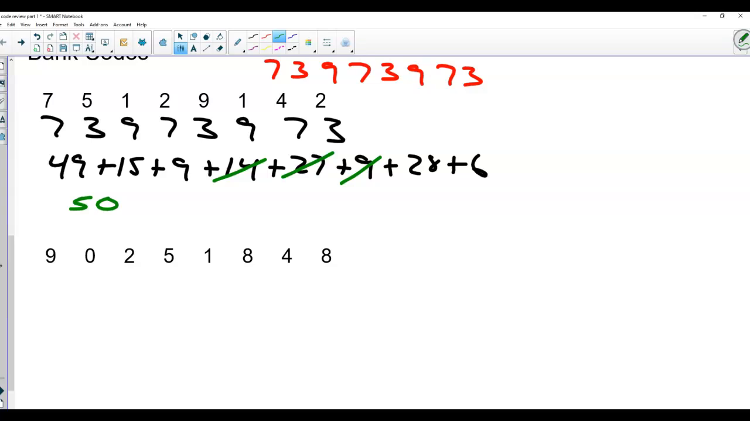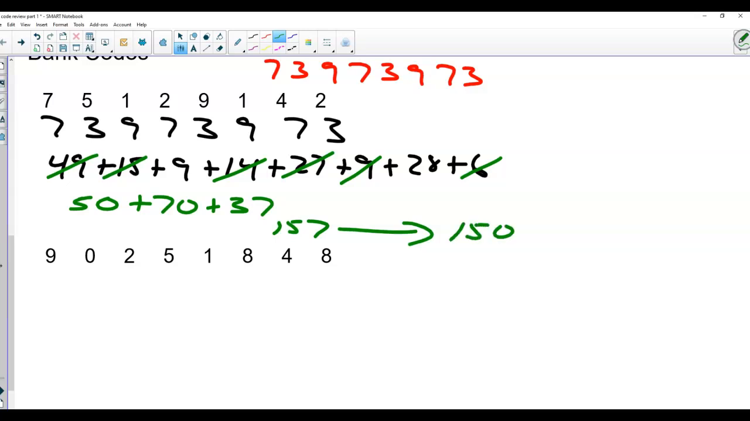Let's see here. 49 and 15 is 64. 64 and 6 is 70. And then 28 and 9 is 37. So I get a sum of 157. And I'm going to 160. So my check digit is 3.